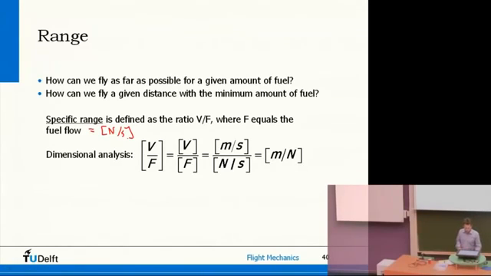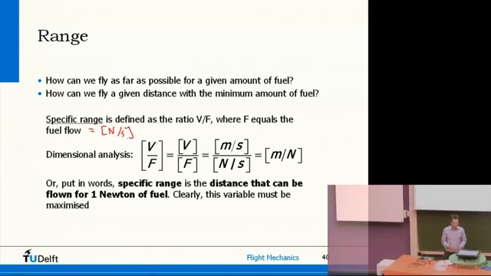You will see that directly if you look at the dimensions. So airspeed is meters per second you fly. Fuel flow is newtons per second, amount of fuel per second. So the seconds are divided out. So seconds on the top and on the bottom. This means that V over F is an indication for the number of meters you can fly with a given amount of fuel. So you can see straight away that if you optimize that variable, then you can fly the furthest you can with a certain amount of fuel.